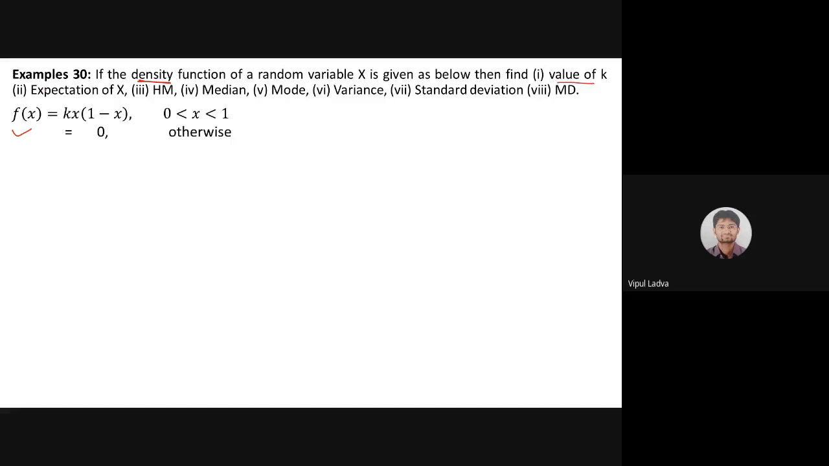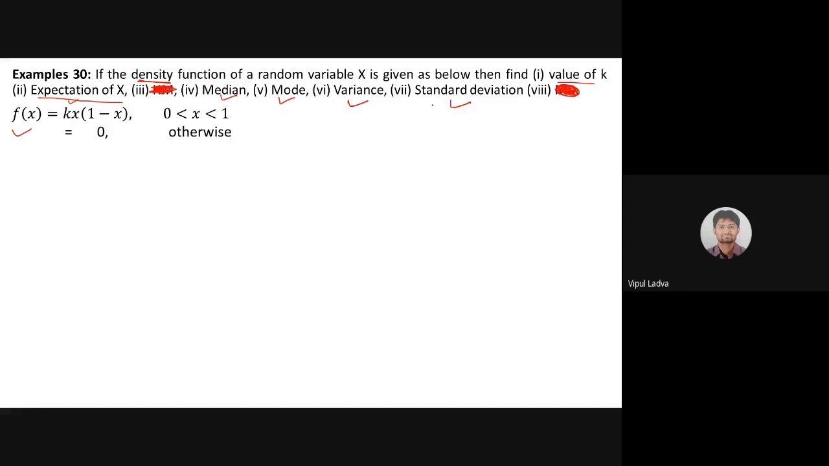Find the value of k. First of all, we are supposed to find the value of k. This will be quite easy. We know that the density function's total probability is going to be 1. Using that particular fact, we will be able to find the value of k. Then after, we will go for the expectation of x. Harmonic mean, we are not in need of harmonic mean. We will go for median, mode and variance, and then standard deviation. Mean deviation is also not needed. So we'll be going to identify k as well as E of x. This is E of x, meaning mean, median, mode, variance, and standard deviation.